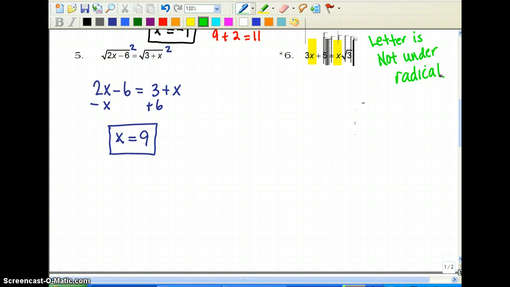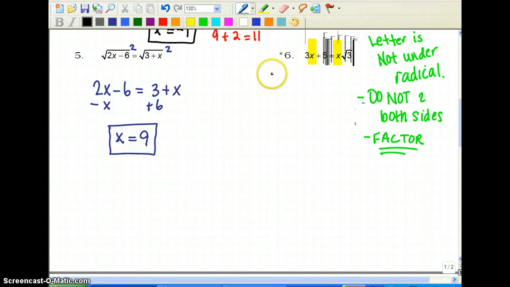If that's the case, you do not square both sides. What you're actually going to end up having to do in this problem is factor. All of these problems will be done the same. First step is to get the x's on the same side. So 3x minus x root 3 equals negative 5. Rearrange the problem, get the x's on the same side.